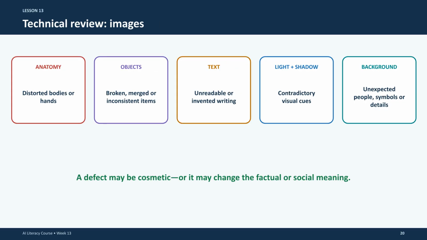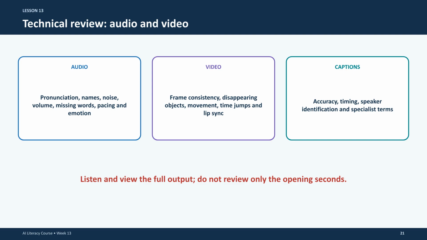For images, perform a technical review by looking for distorted anatomy, merged objects, invented text, or lighting inconsistencies. Determine if any defects are purely cosmetic or if they actually change the factual or social meaning of the image. For audio and video, listen and view the entire output to check for lip sync issues, unnatural movement, or sound quality errors like volume shifts and missing words. Don't just check the beginning. Review the full duration for inconsistencies in the content or captions.